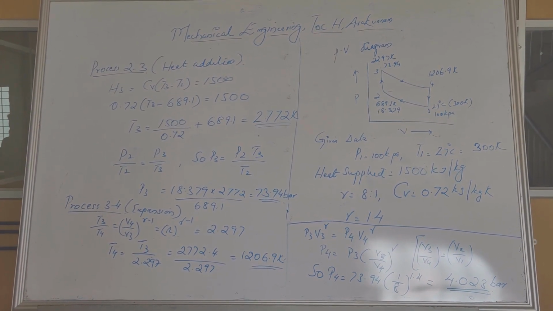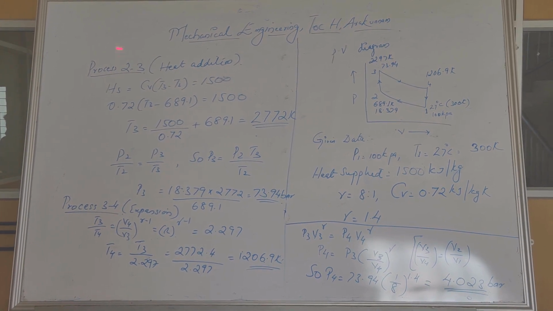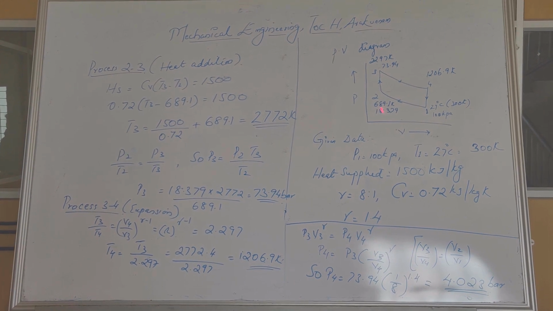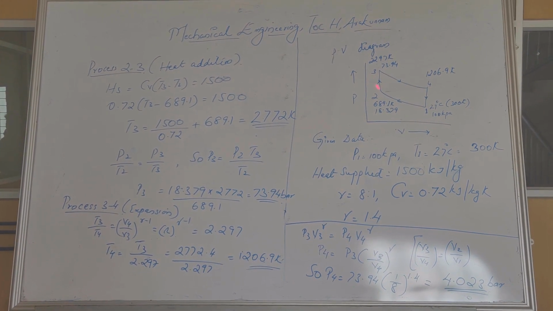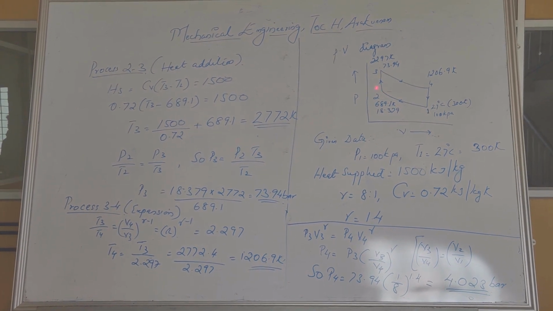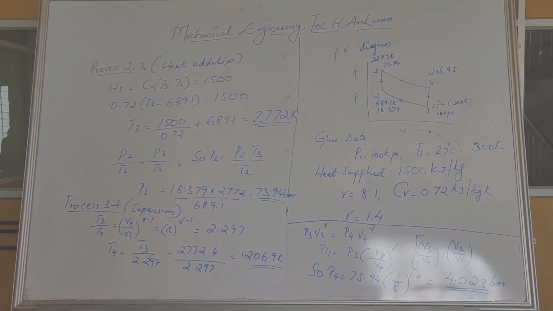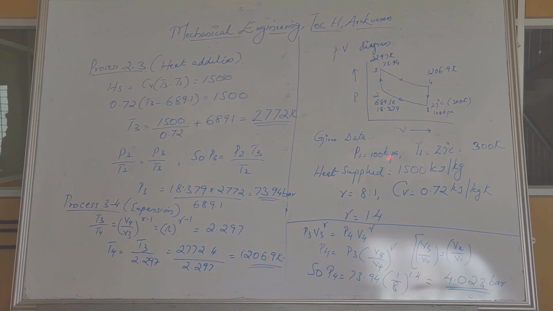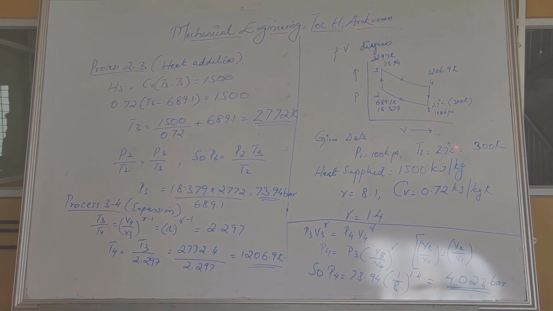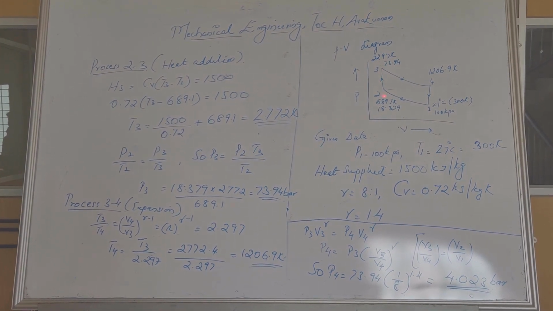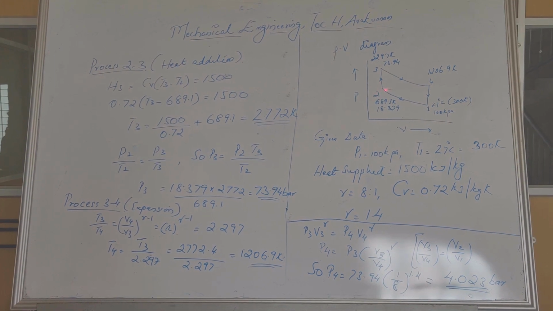Now let us see process 2 to 3. Process 2 to 3 is heat addition at constant volume. So the volume here is constant and the pressure is increasing. At point 2 the temperature is 689.1 and the pressure is 18.379 bar. As you are aware, in the question itself it is given that the heat supplied is 1500 kilojoules per kilogram. That means from point 2 to point 3 the heat supplied is 1500 kilojoules per kilogram.